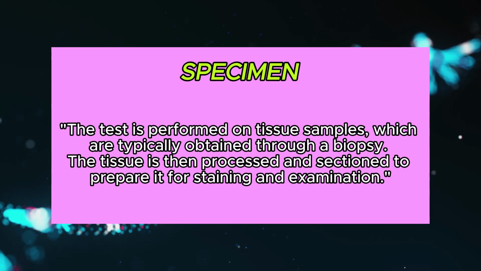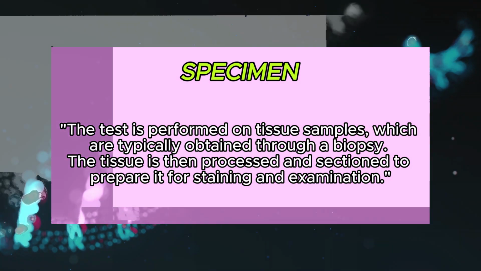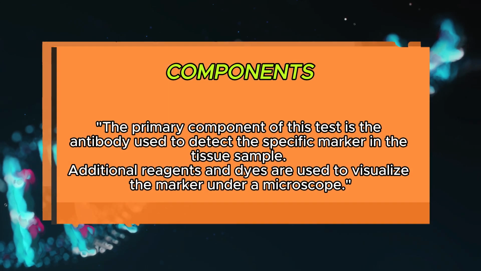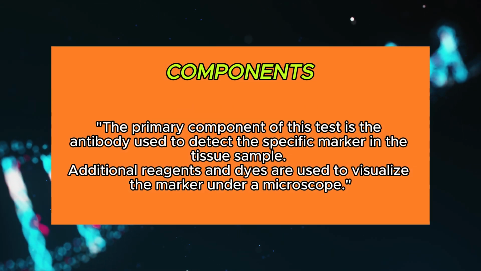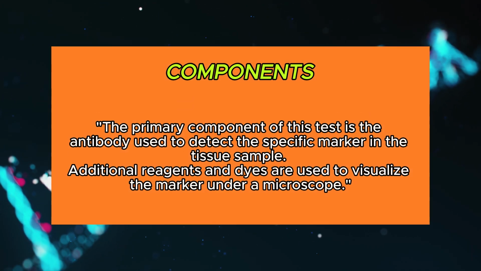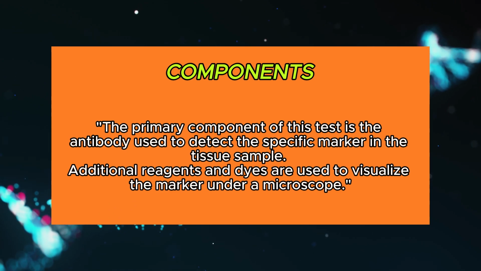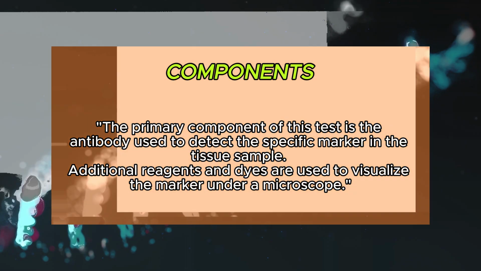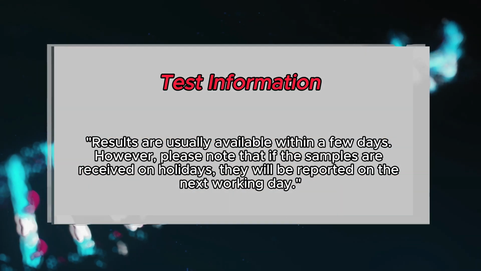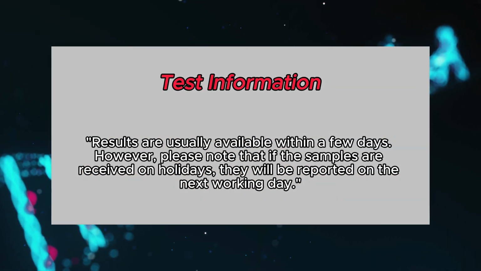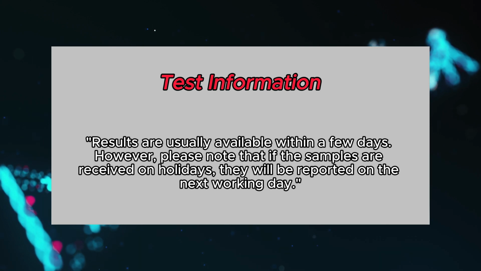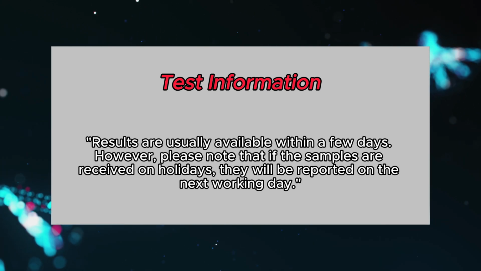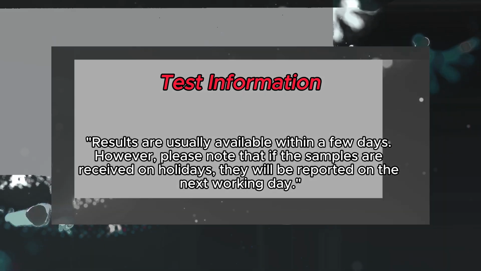The tissue is then processed and sectioned to prepare it for staining and examination. Components include: the primary component of this test is the antibody used to detect the specific marker in the tissue sample. Additional reagents and dyes are used to visualize the marker under a microscope. Test report time. Results are usually available within a few days. However, please note that if the samples are received on holidays, they will be reported on the next working day.